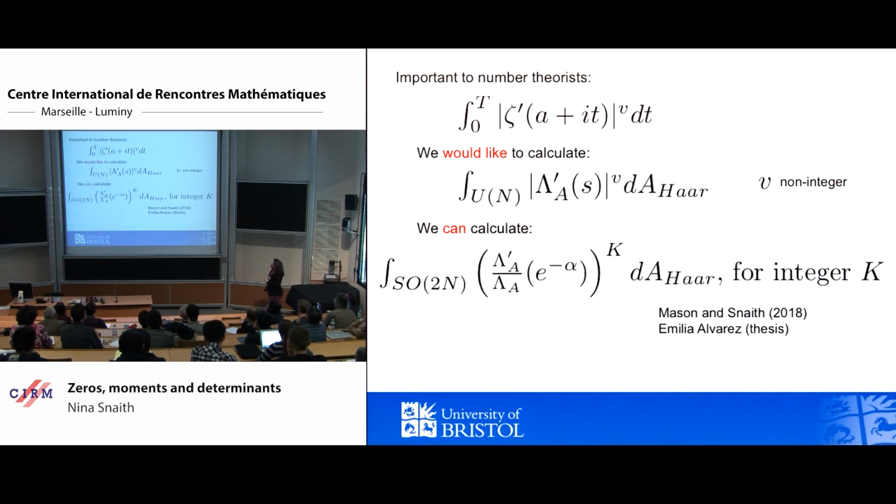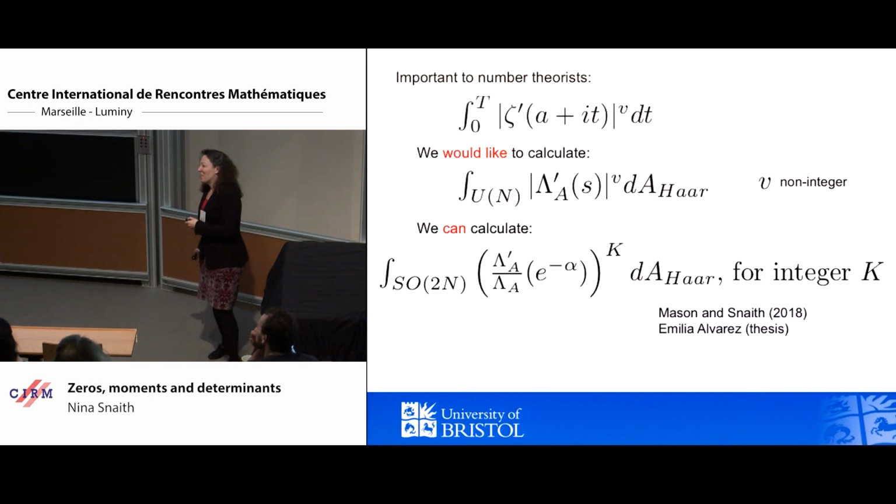Oh yes, and the last one. So this is what Amelia's working on, who's here in the front row. So again, a logarithmic derivative averaged over one of the classical compact groups. But again, so far, k is still an integer. Although talk to Amelia in a few years' time, and maybe k will no longer be an integer.